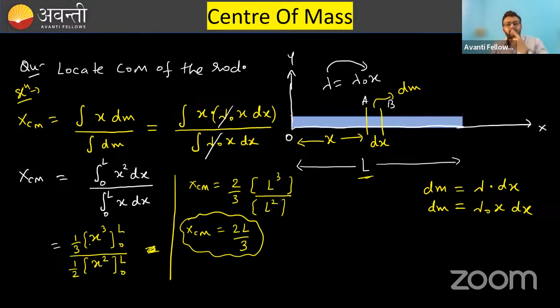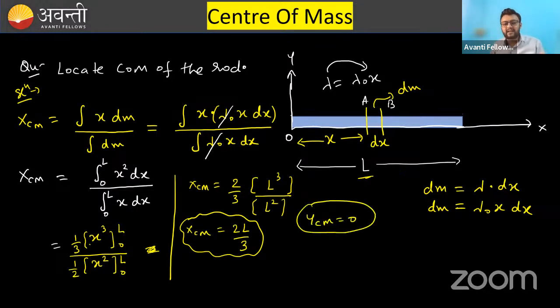And what about the y coordinate of center of mass? Is there any mass lying on the y-axis? The rod is thin. There is no mass lying on the y-axis. If there is no mass on the y-axis, then the center of mass can never lie on the y-axis. So the y coordinate is also 0.